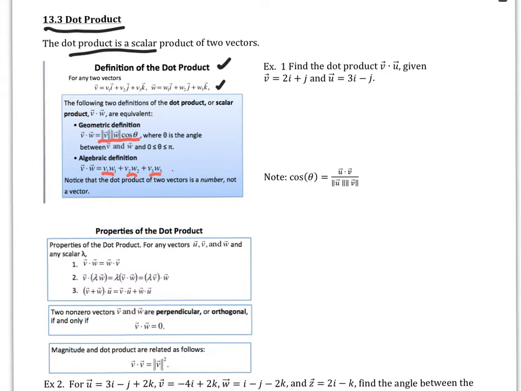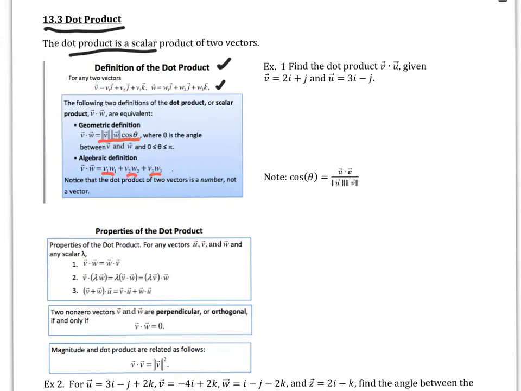If we take the dot product, v times w would be the magnitude of v and the magnitude of w, and we're going to then multiply by the cosine of theta, where theta is the angle between these two, and theta is between 0 and pi.